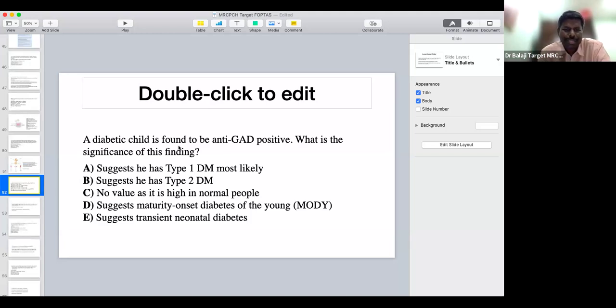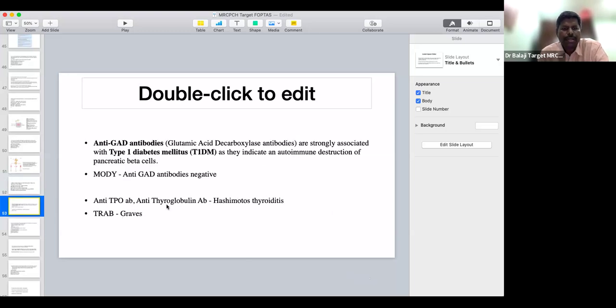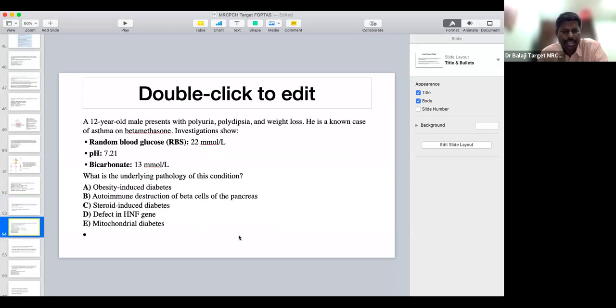Okay. So a diabetic child is found to be anti-GAD positive. What is the significance of this finding? To suggest that he has type 1 diabetes mellitus. So it's an autoimmune condition. Whenever autoimmune, the GAD will be positive. It's mainly to differentiate from the genetic causes of diabetes mellitus, that is maturity onset diabetes of the young, where the GAD will not be positive. You should remember the other antibodies which we discussed. So for Graves, it is TRAb. You should remember that.